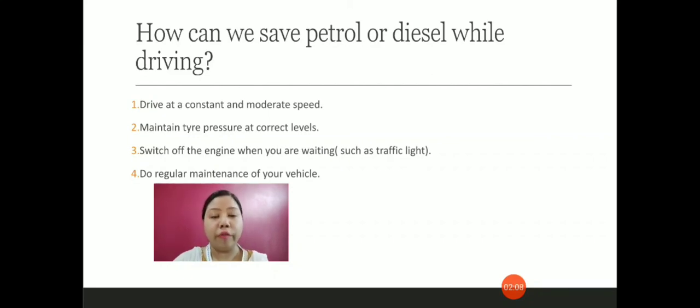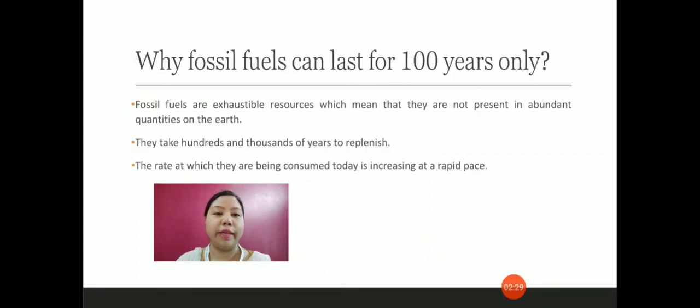So, as we have seen, fossil fuels are very useful. No doubt there are disadvantages, but they are also used for various purposes. We should conserve fossil fuels. Now, how can we save petrol and diesel while driving? Drive at a constant and moderate speed. Maintain tire pressure at correct levels. Switch off the engine when you are waiting at places such as traffic lights. Do regular maintenance of the vehicle.